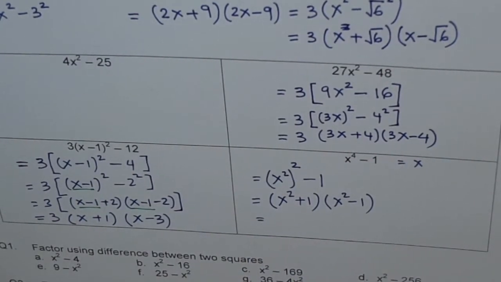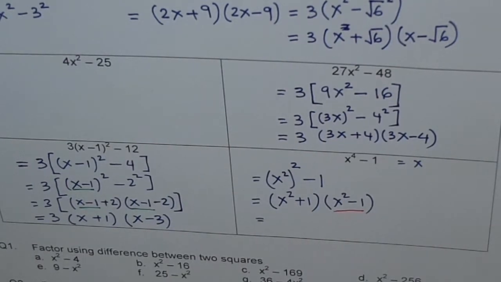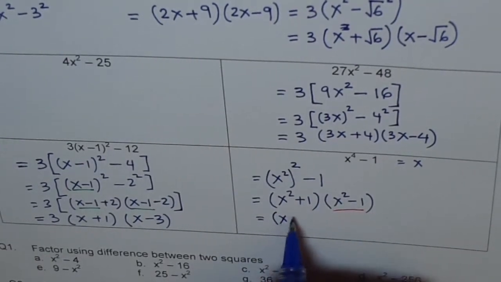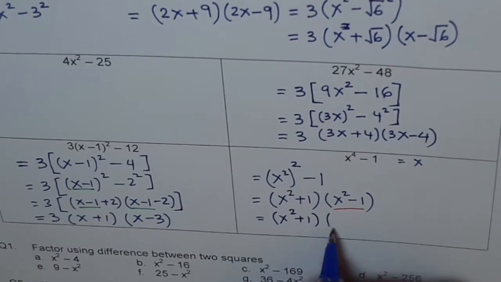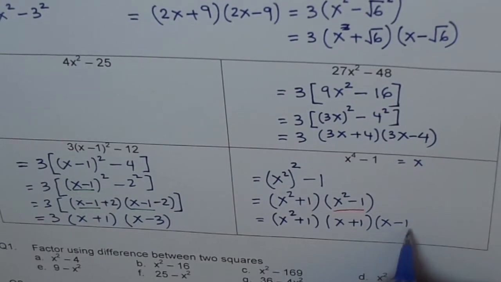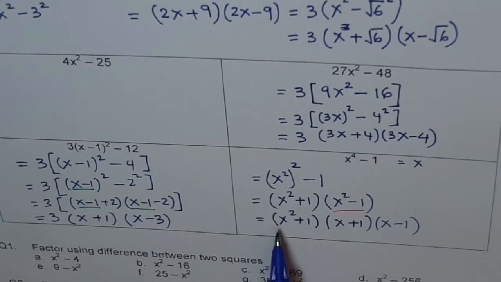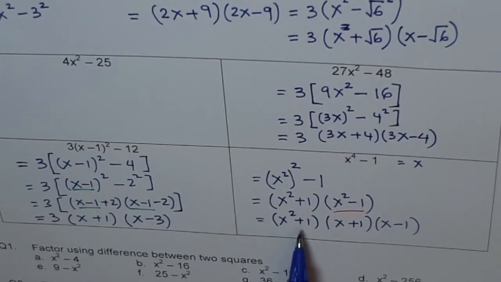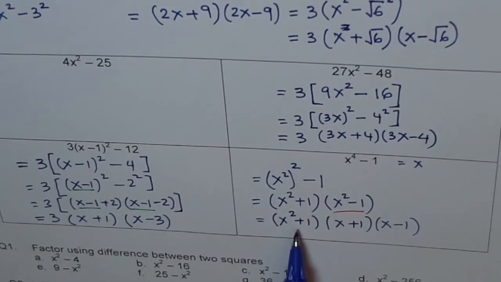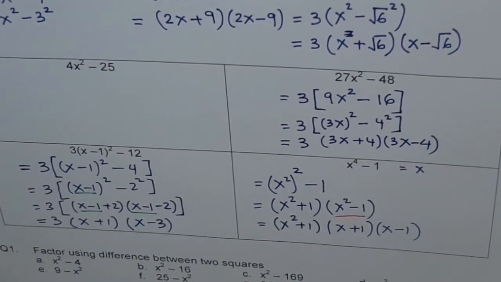Well, this is also difference of square, right? X square minus 1. So we can further factor it and get our final answer. X square plus 1 times, this will be x plus 1 times x minus 1. So that's our final answer. Now, can you factor x square plus 1? No, not in the domain of real numbers. X square plus 1, it is not difference of squares. There is a plus sign in between. So be careful, okay? You can't factor this one.